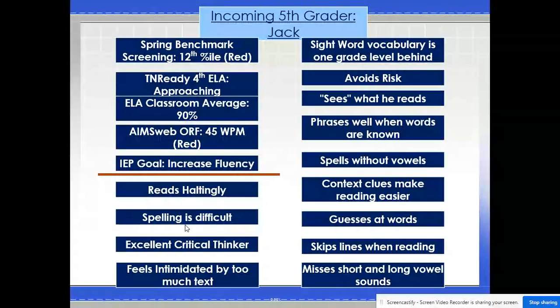He has to be able to discriminate those sounds. So again, the major clues in that are that he is spelling without vowels, that he misses short and long vowel sounds. So that is a huge indicator that he is not hearing them. So one thing that we could do to help Jack is to then work on those foundational skill pieces, which include phonemic awareness and basic phonics.